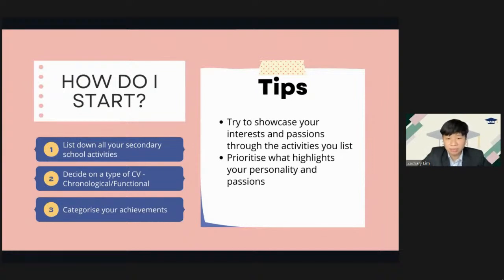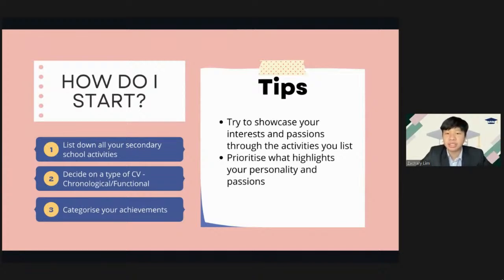But for a functional CV, the main difference is how you arrange your achievements. For one, it's not according to time. And second, you would be trying to categorize those achievements or activities that you had into sections. I'm going to use a really extreme example. Say you're applying to be a CEO of a company. You wouldn't want to include your high school achievements like, oh, I won a gold medal in MSSM, because it's not relevant. Even though it's an achievement, it's not relevant.